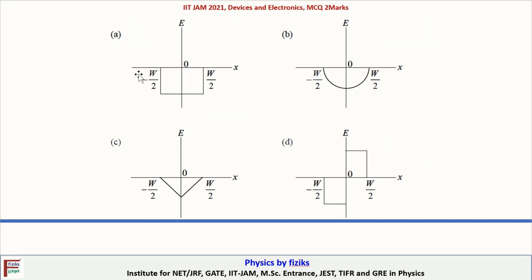So if you see the given options, this option is wrong. This is a triangular waveform, this is also wrong. This is also wrong. So this variation is parabolic, and the electric field is negative. It has some negative amplitude, minus E naught. So the only option that is correct is B.